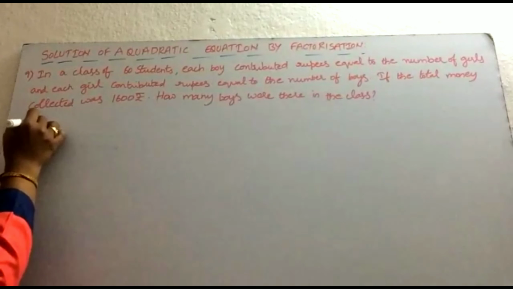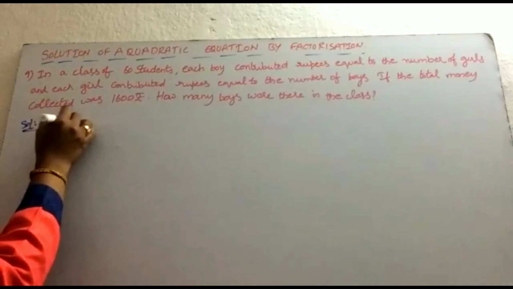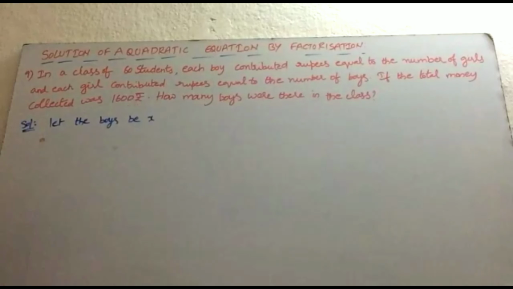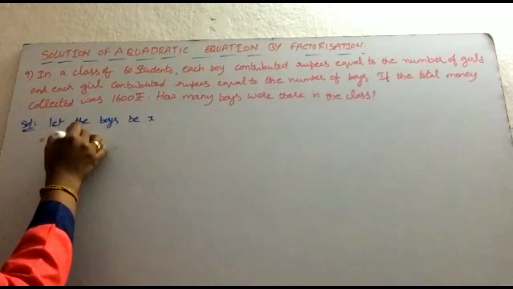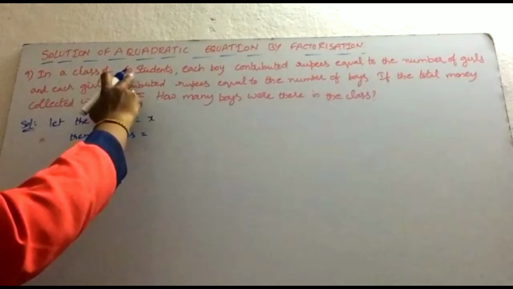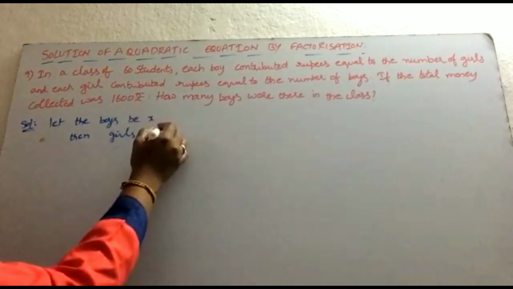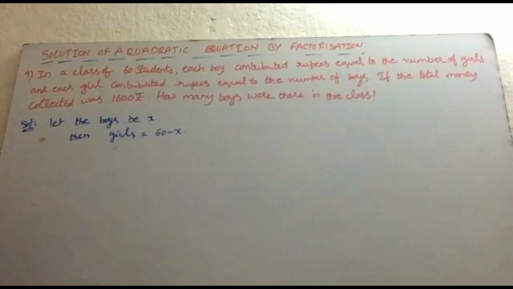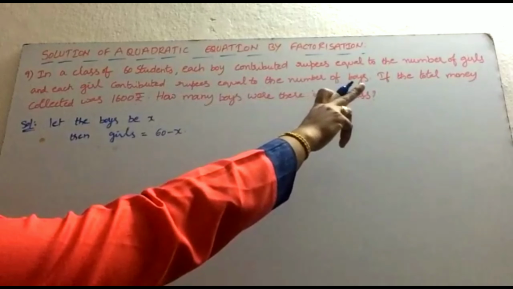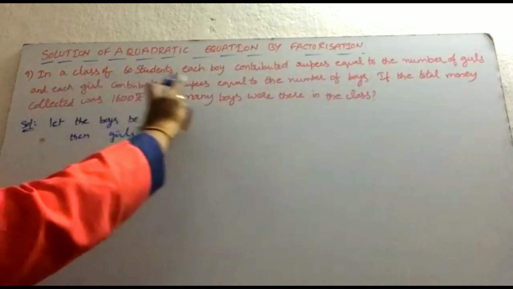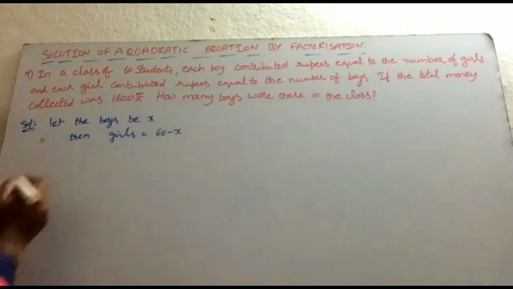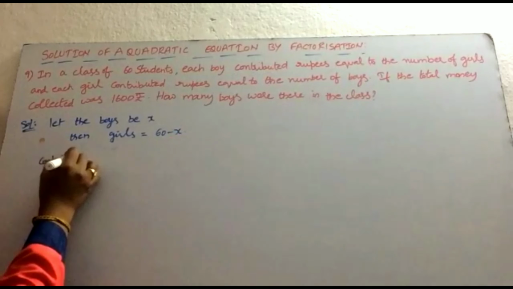So first let the boys be x. Then girls equal to, total are 60 students. If boys are x, then girls equal to 60 minus x. Next, each boy contributed rupees equal to the number of girls. So contribution by boys.